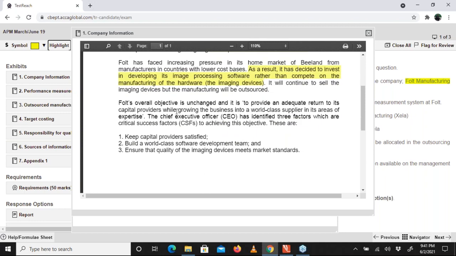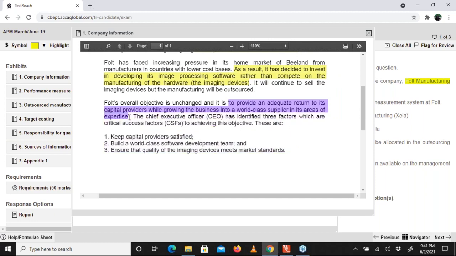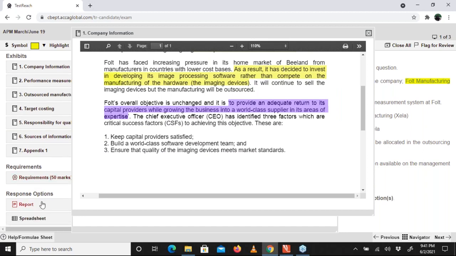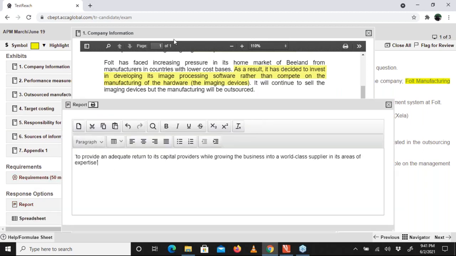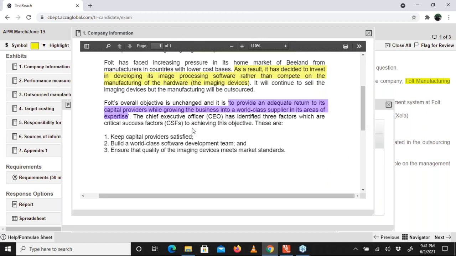Now, Fault's overall objective is unchanged, and it is to provide an adequate return to its capital providers while growing the business into a world-class supplier in its areas of expertise. So what happens is that the overall objective is unchanged. And what is that? It is to provide an adequate return to its capital providers while growing the business into a world-class supplier in its areas of expertise. I'm copying it down and I will put it here, because I need to see what is going to happen.